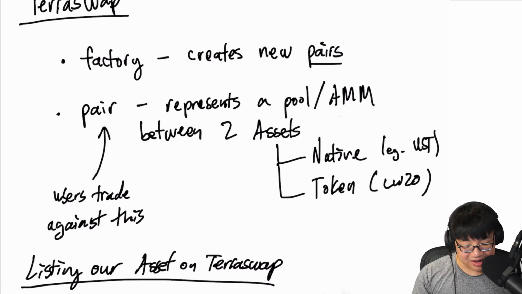A pair could be a native asset, like UST, so you can have a native and native pair. You can have a native token and a token, like UST and Mirror. Or you can have a token and a token, like Mirror and Anchor. So when you're trading on Terraswap, what you're really doing is interacting with the pair contract for the trading pair you're interested in. For example, if you want to buy some Mirror on the Mirror UST pool, what you're actually doing is trading against the MIR UST pair.